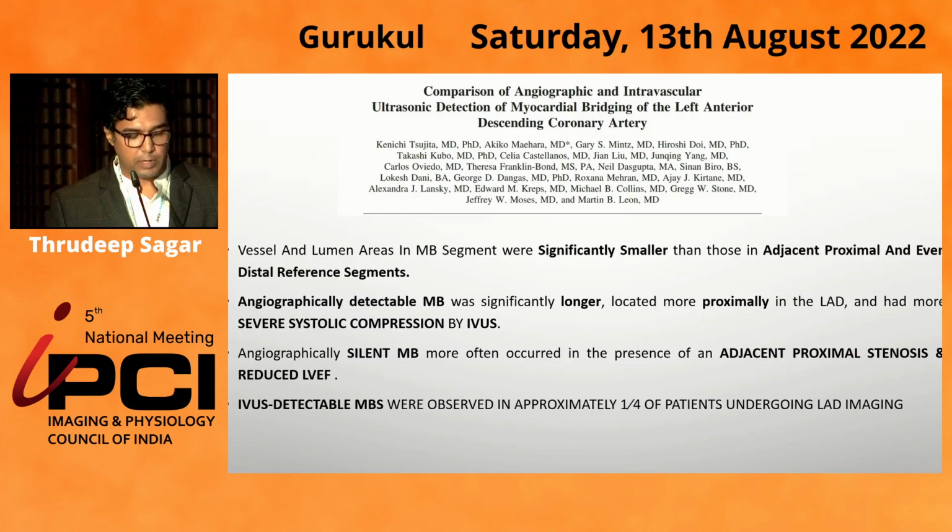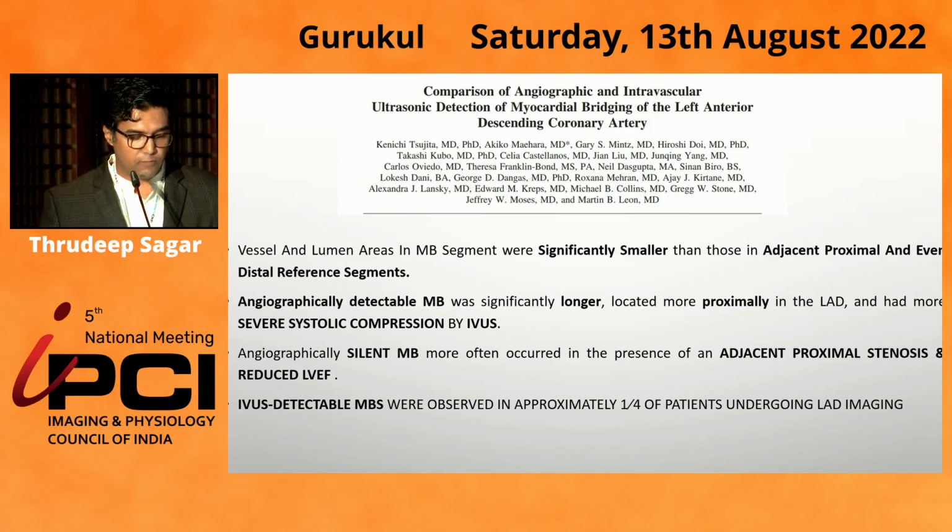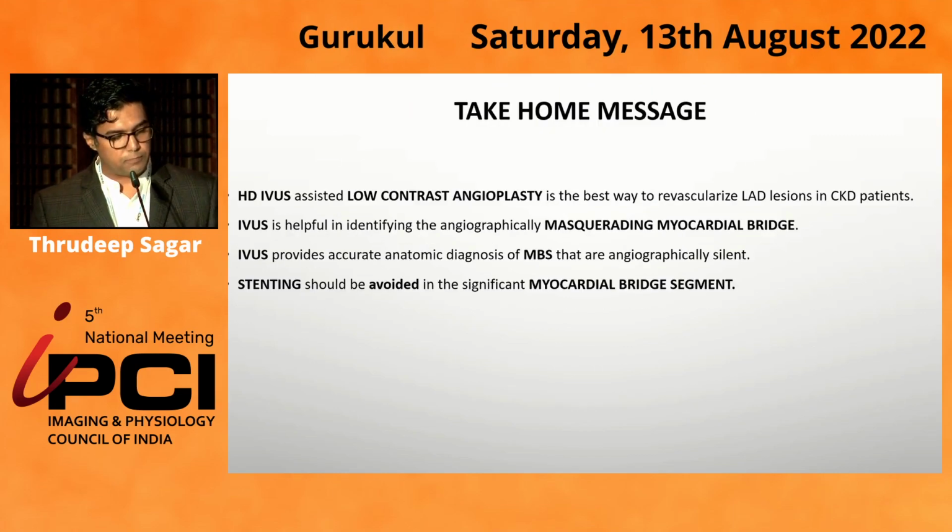Angiographically detected myocardial bridges are significantly longer and located more proximally in the LAD and had more severe systolic compression by IVUS. Angiographically silent myocardial bridge more often occurred in the presence of an adjacent proximal stenosis and with a reduced ejection fraction. IVUS-detectable myocardial bridges were observed in approximately 25% of patients undergoing LAD imaging.